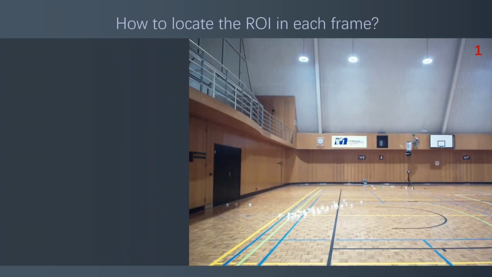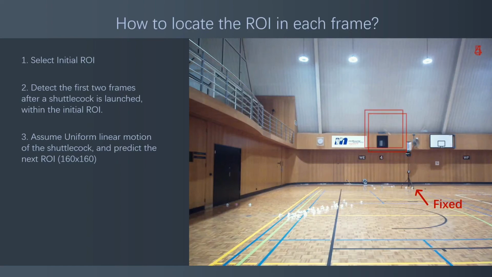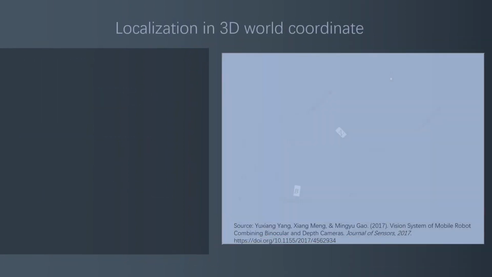Then, the critical problem becomes, how to locate the ROI in each frame. We come up with the following steps. Since the serving machine is fixed at the same location, we can manually select the initial ROI before the detection started. Then, detect the first two frames after launching, within the initial ROI. Starting from the third frame, we assume the uniform linear motion of the shuttlecock and predict the location of the next ROI. After the shuttlecock reaches the ground, we will wait for the next shuttlecock and repeat from step 2.